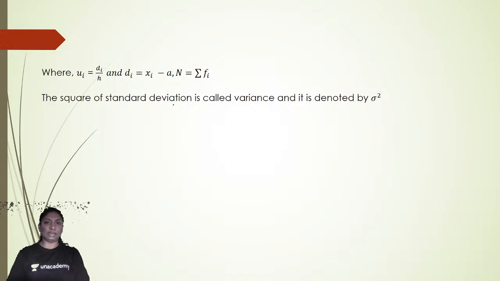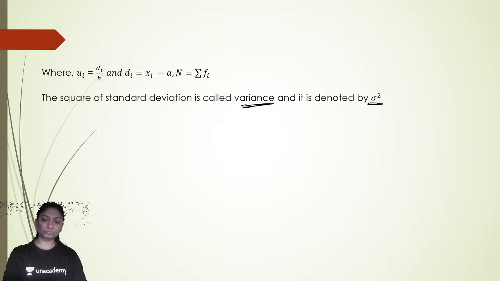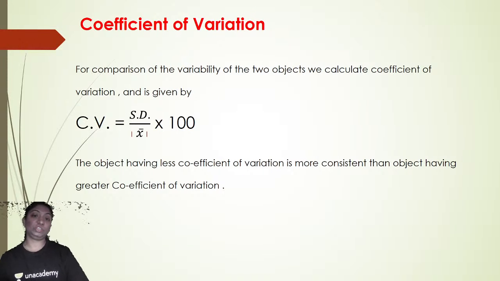The square of the standard deviation is called variance and it is denoted by sigma square. Okay? Now, coefficient of variation.